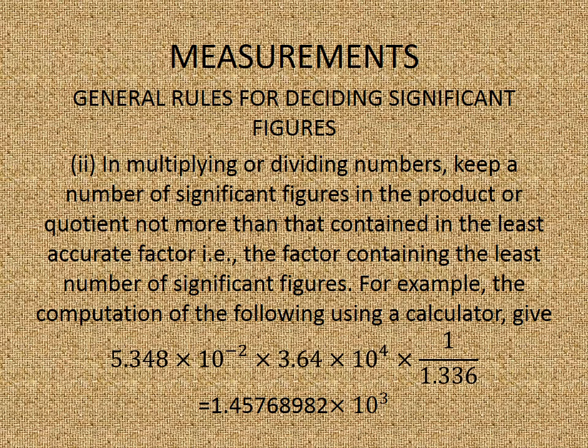Number 2. In multiplying or dividing numbers, keep a number of significant figures in the product or quotient not more than that contained in the least accurate factor. That is, the factor containing the least number of significant figures. For example, the computation of the following using a calculator gives 1.45768982 × 10^3.